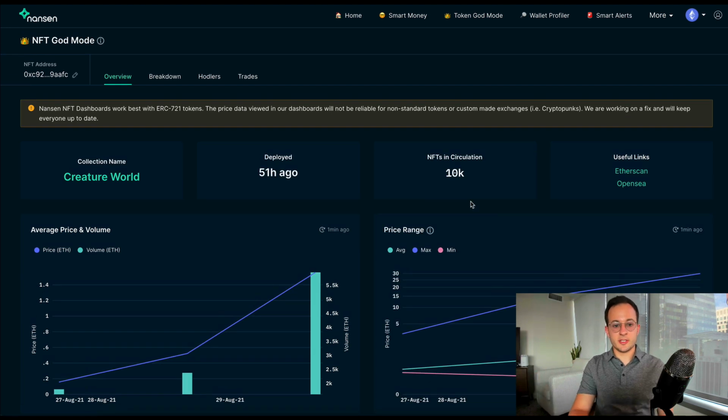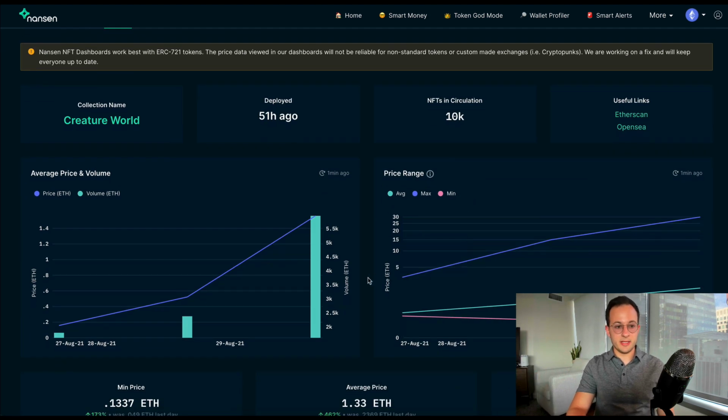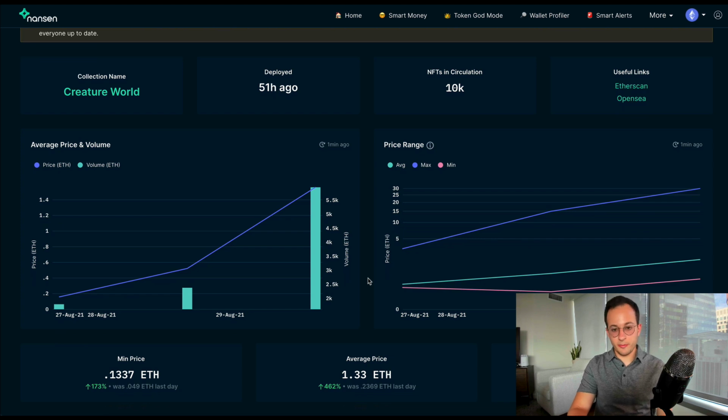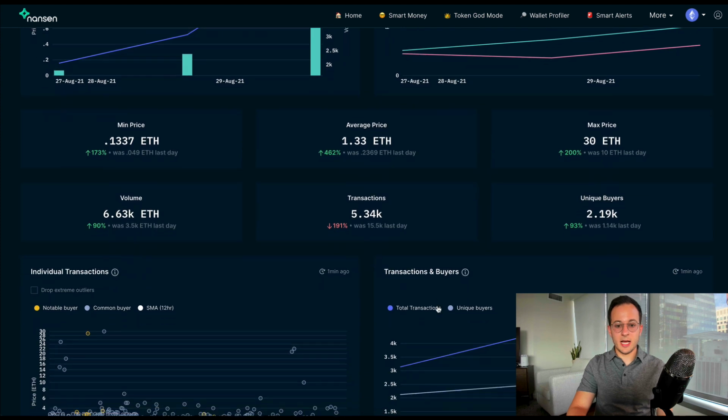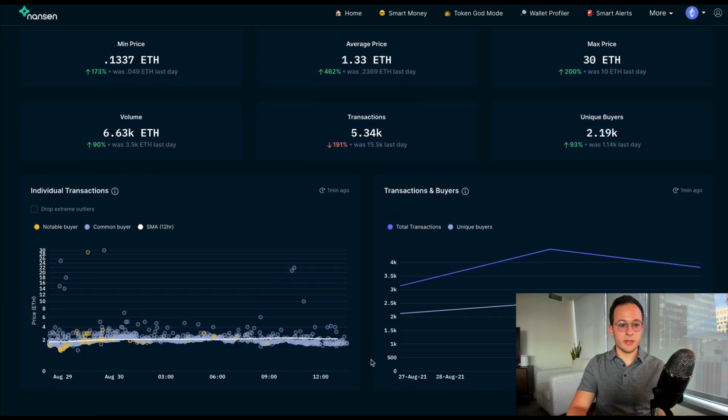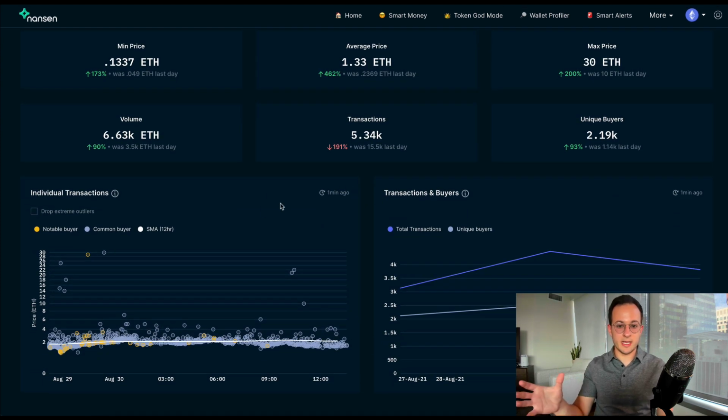So I think it's helpful just to peruse this. You can see volume has exploded. Price usually follows volume with NFTs, so that's done the same. And all very fascinating. But what's most important here is if we scroll on the left, we can look at this individual transactions graph.